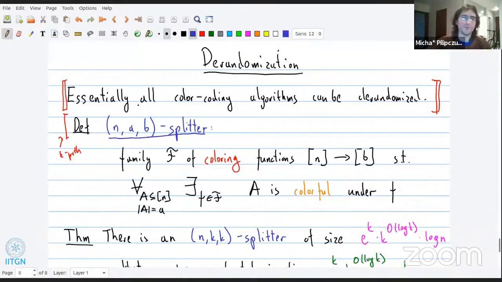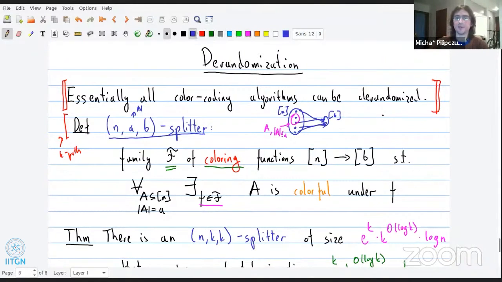So what is an (n, a, b)-splitter, where these are parameters? All of them are natural numbers. Imagine you've got some universe n, so numbers from 1 up to n, and you would like to hash it into a smaller universe. So in other words, color it. You have here b colors, and each of the elements of your large universe needs to be mapped to some color from the smaller universe b. So this is just the idea of a coloring function. A splitter is a family of coloring functions with the following property. Whenever I pick a subset A of size at most a, there is some function of the splitter that's actually injective on this set A.